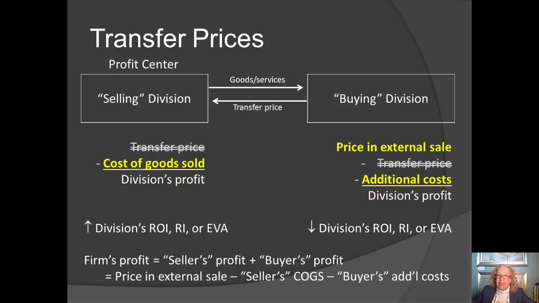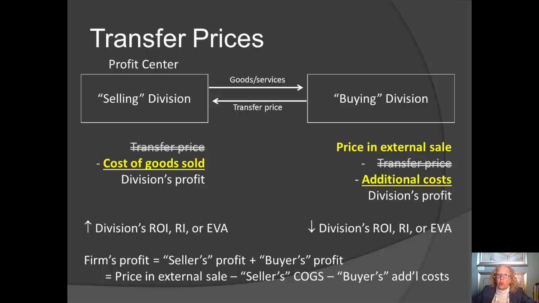Since the transfer price increase from the selling division cancels out the transfer price decrease in the buying division, net, the firm's profit is going to be the external selling price minus the seller's cost to provide the goods or services and minus the buyer's additional cost. Therefore, you will never see the effect of transfer prices on external financial reports because they always cancel out. This is not about artificially increasing the firm's profitability.